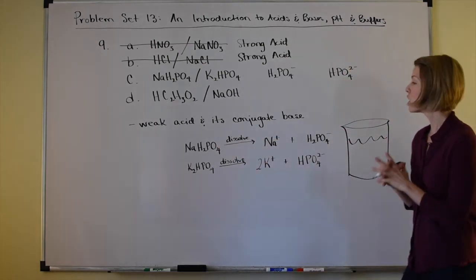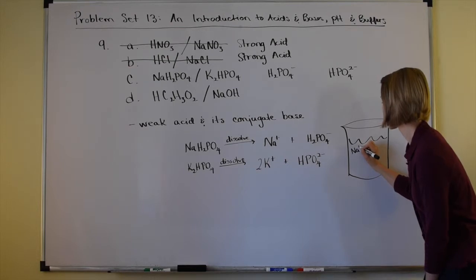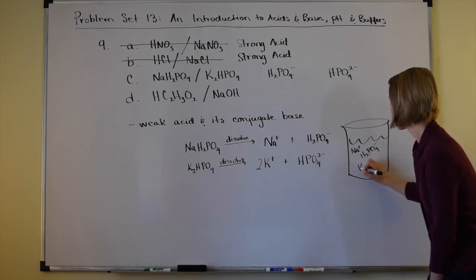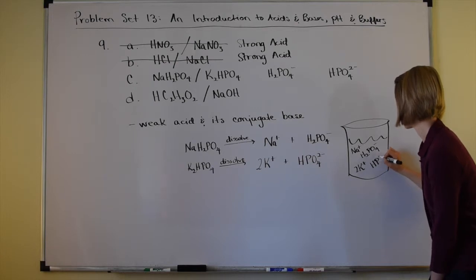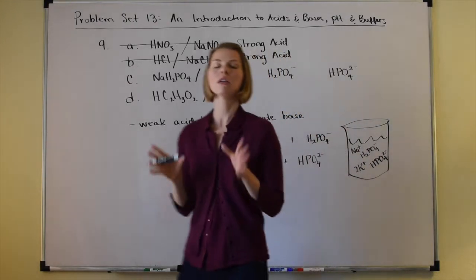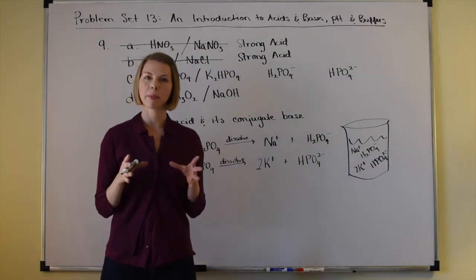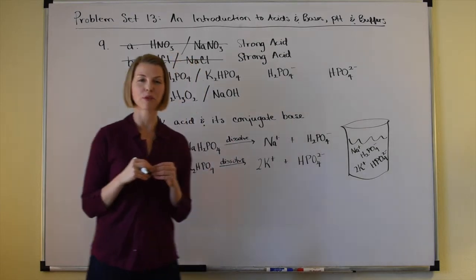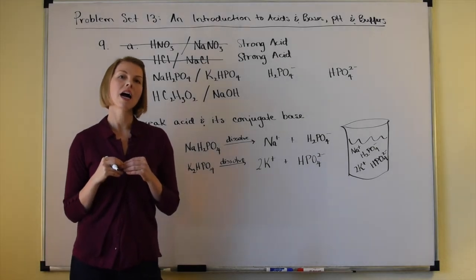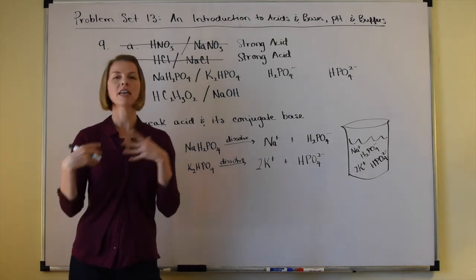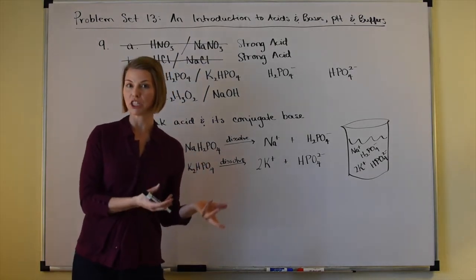with these 2 salts. So we would have sodium cations, dihydrogen phosphate anions, potassium cations, I'll go ahead and indicate the 2 there, and hydrogen phosphate anions, all floating around in that solution. So take a minute and look at that. Do you see a conjugate acid-base pair? Remember that a conjugate acid-base pair are going to be off by 1 H+. The acid is going to have an extra H+, the base will have 1 fewer H+.